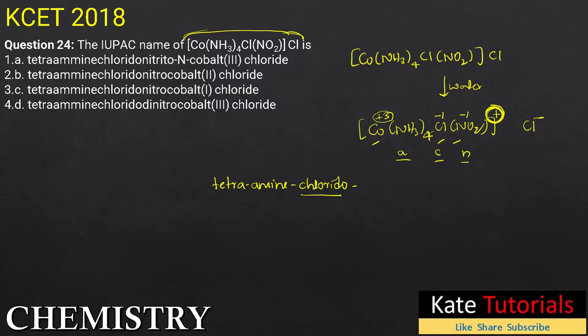Here they have written NO2. If they had written ONO, the oxygen would be bonded to the metal. Here they have written NO2, so it is N-nitrito. It means nitrogen is bonding with the electron-deficient metal, making the coordination complex. So N-nitrito, then cobalt. The charge is 3, and outside we have chlorine, so chloride. So this is the name: tetraamminechloridonitrito-N-cobalt(III) chloride. This is the correct option, the first one, A.